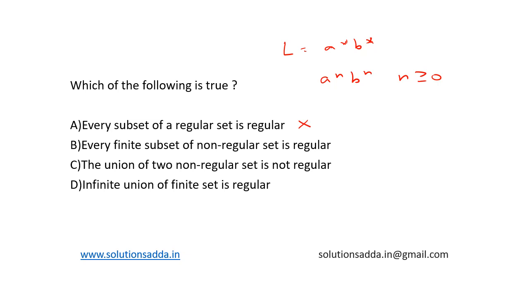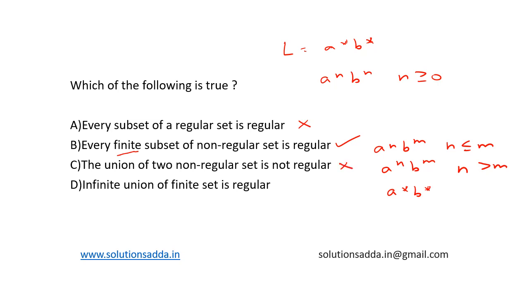Consider the second option. Every finite subset of a non-regular set is regular. Yes, this is true. Since we have the word finite, the finiteness can be associated with a regular language. So this option is true. Now we can stop here, but let's move on to the other two options. The union of two non-regular sets is not regular. Consider these two languages: a power n, b power m, where n is less than or equal to m. This is a non-regular language, and another non-regular language, a power n, b power m, where n is greater than m. The union of these two languages will be a star b star. So this a star b star is a regular language. So this option is also false.